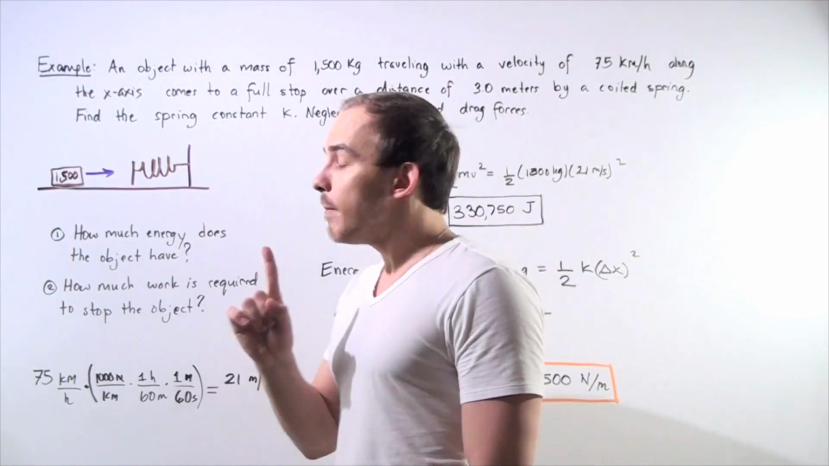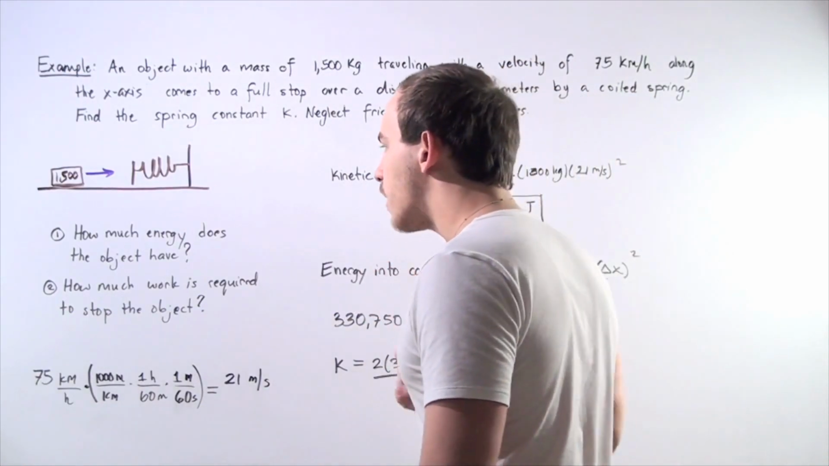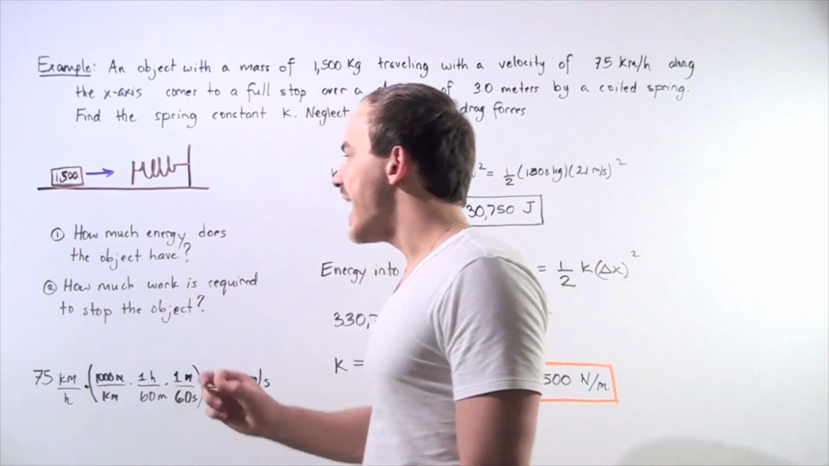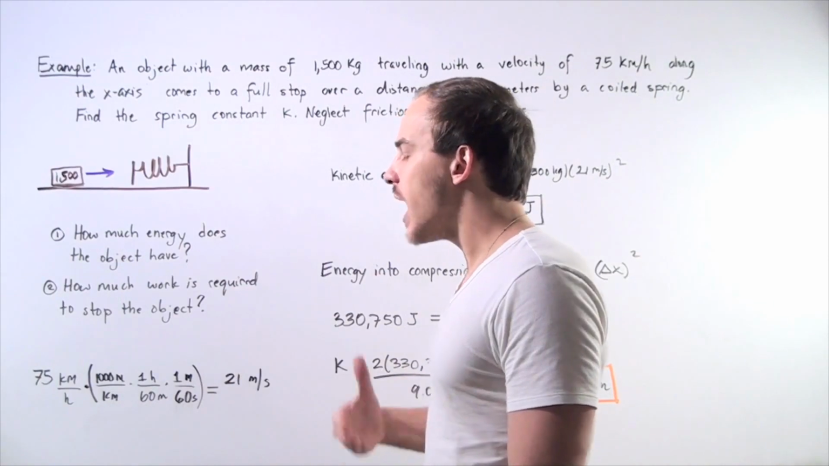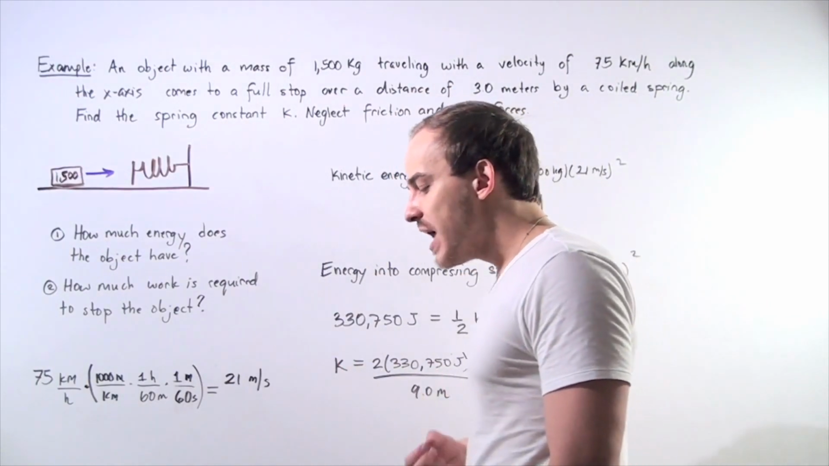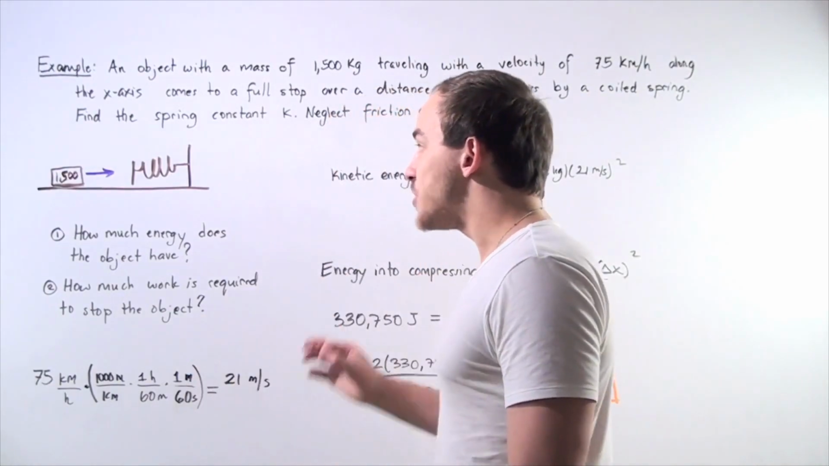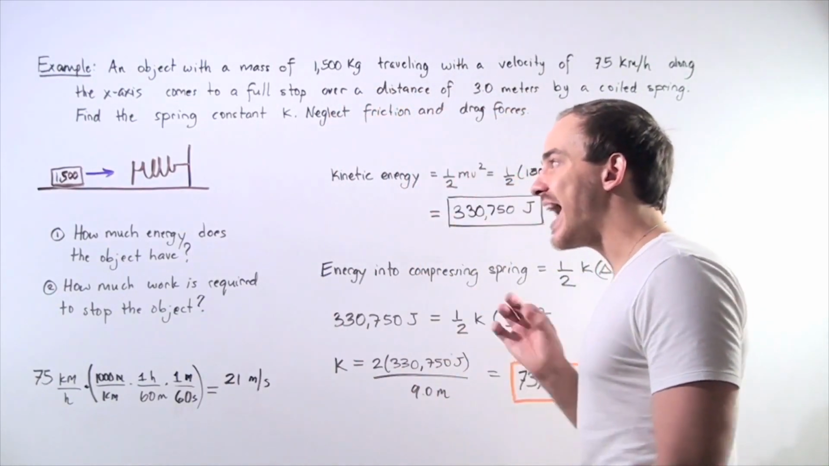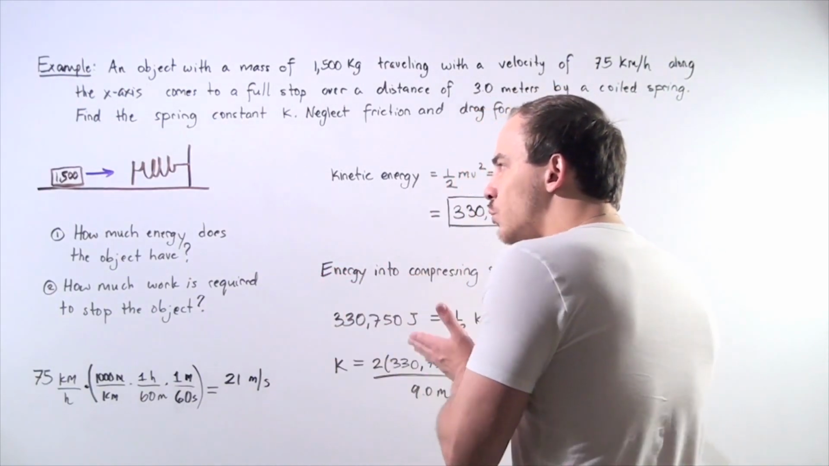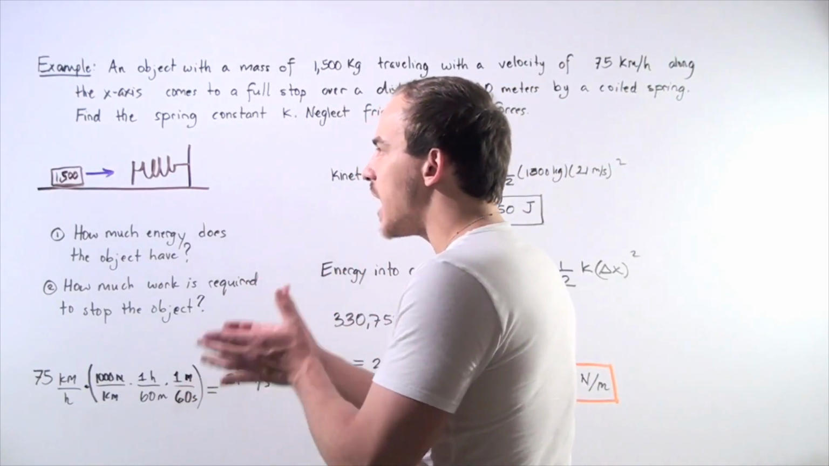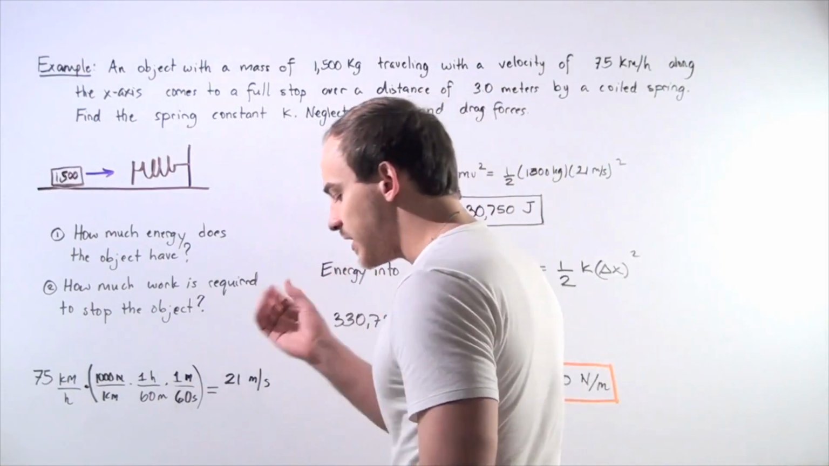So let's begin by asking two very important questions that will help us solve our problem. Question number one: how much energy does our object have? Initially our object is moving with a velocity, and that means it has a certain kinetic energy. When the object stops, it has zero kinetic energy. So our change in kinetic energy is simply equal to our initial energy of the object, because the final kinetic energy is zero since its velocity is zero.